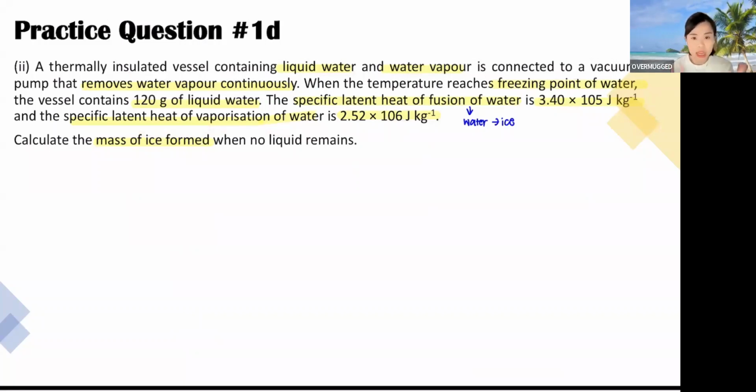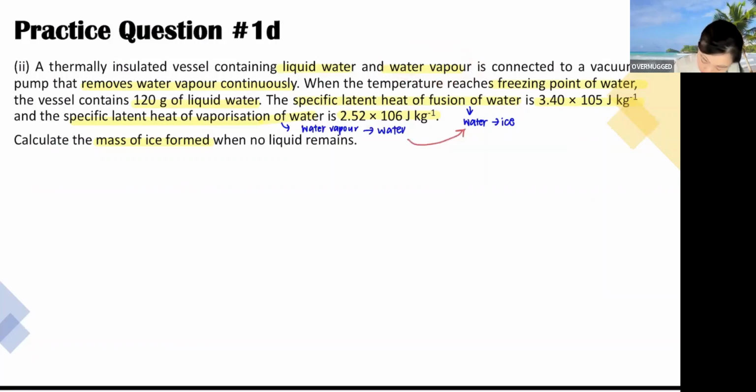Usually this means gas to liquid or liquid to gas. And in this case here, we realize that there is a change from gas, which is your water vapor, into water. Okay? And why must that happen? So that later your water can then change into ice. So that's why the water vapor is here. Okay? So how do we do this question?